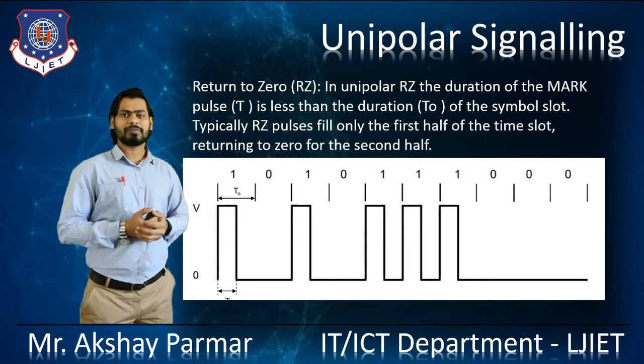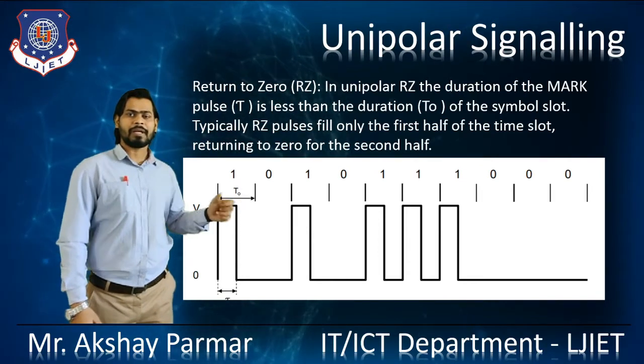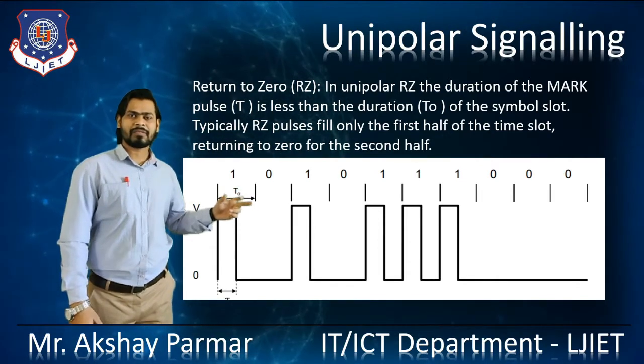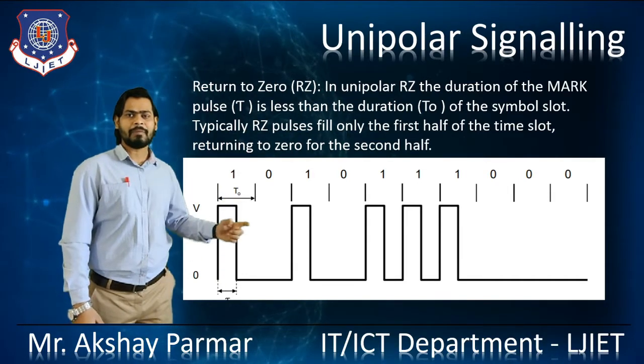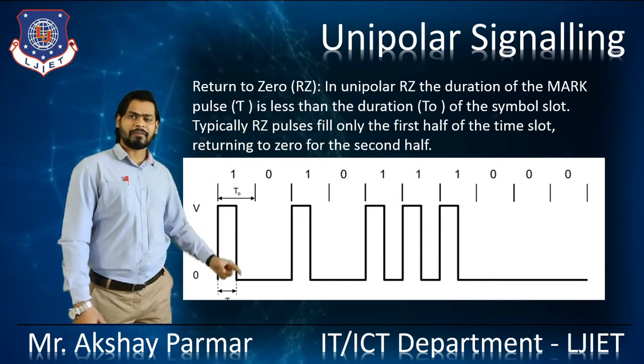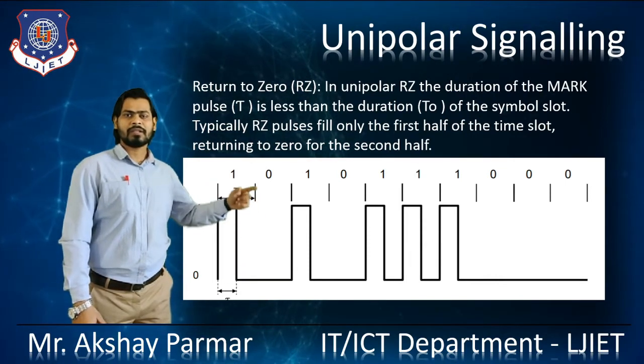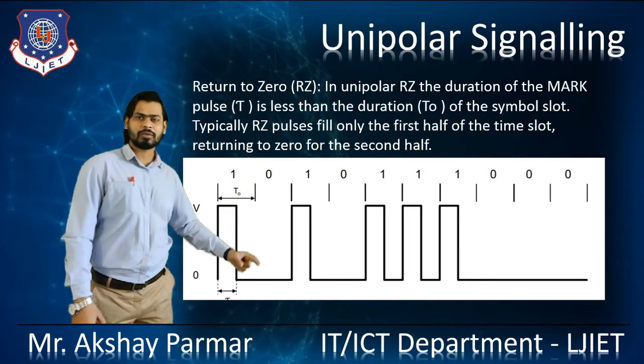In this figure you can observe that this is the actual time duration of this particular bit, 1 bit, right? To represent this 1 bit, we use only the half portion of this bit duration, and we represent that 1 bit on only the half portion. The other half portion is represented as a return to the 0.